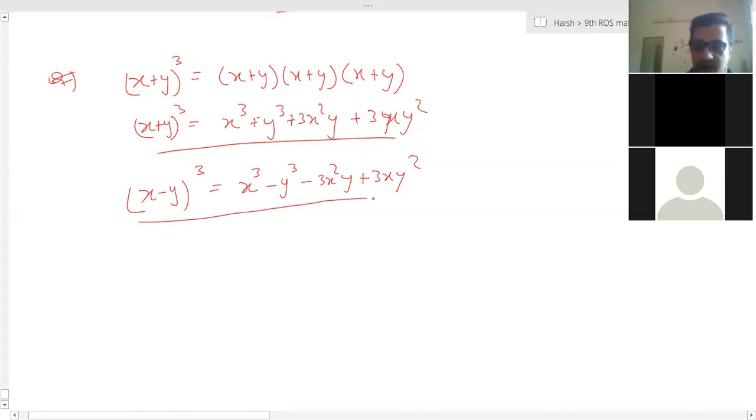Please write these two formulas. And by multiplying, you can derive this as well. Please write it. Then I will do the question based on this.